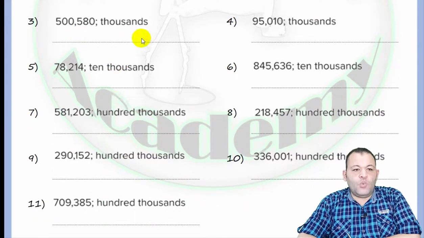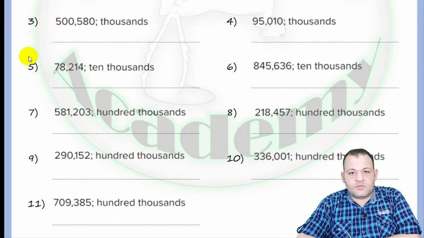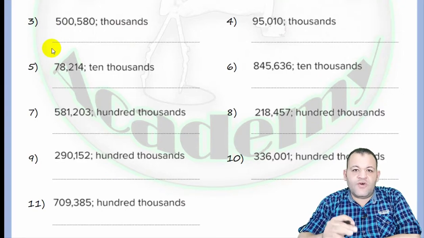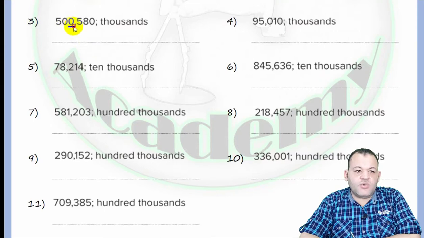Number 3. We need to round this number to the nearest 1,000. So step number 1, we need to find the digit which lies at the 1,000 place, which is 0. Number 2, count how many digits are at the right. We have 1, 2, 3. So replace them with 3 zeros.